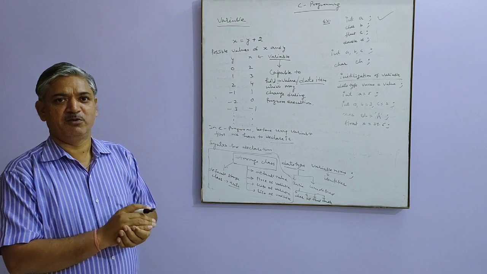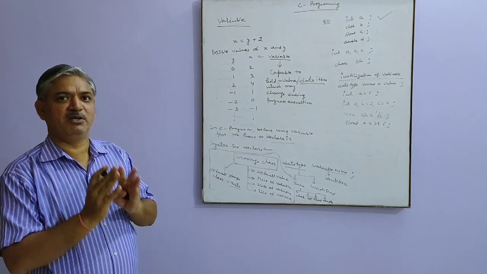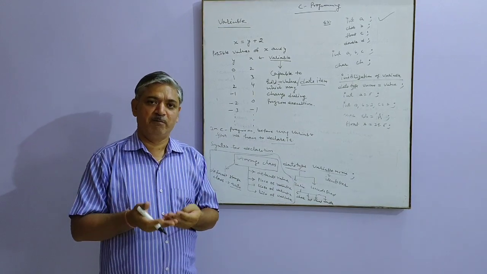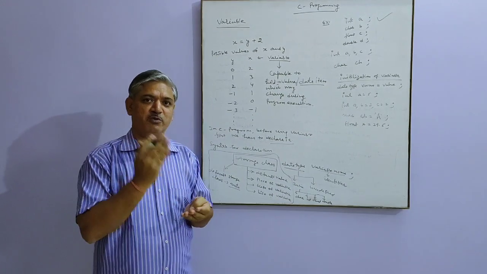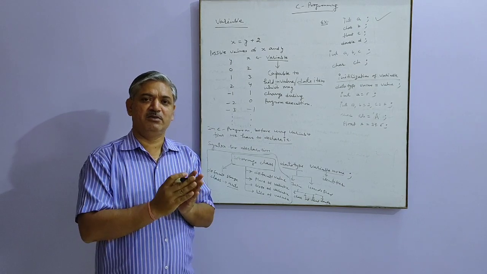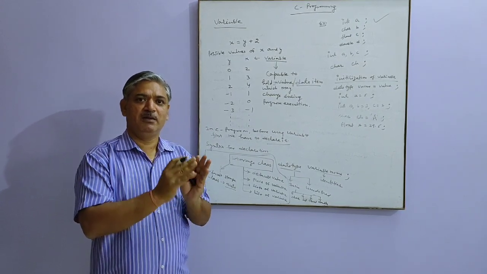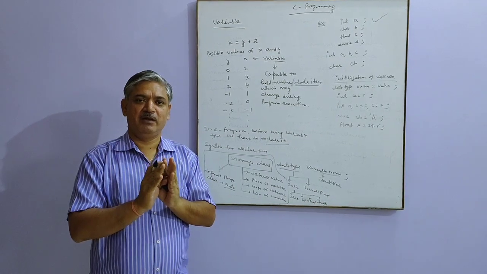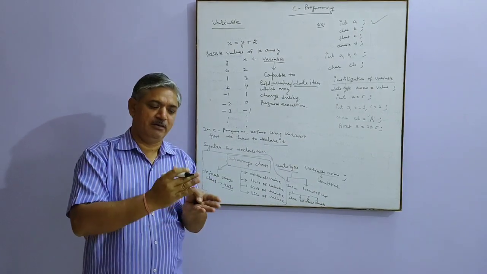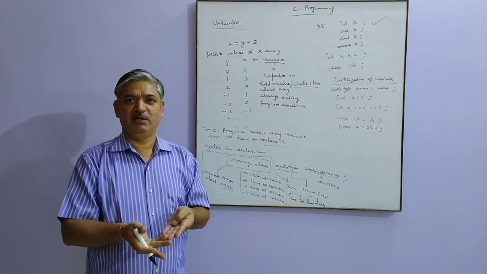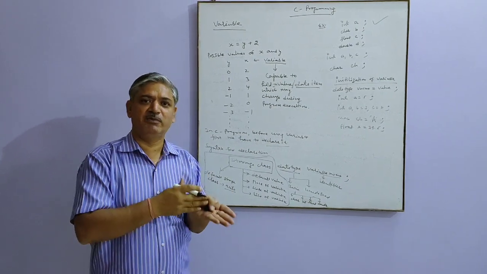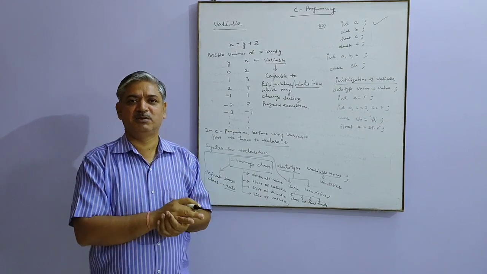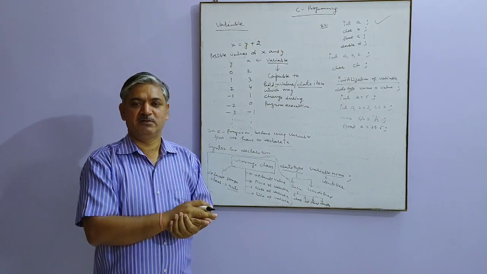Clear? So, a variable is capable of holding a value that may vary during program execution. Before using a variable, first we have to declare it. Declaration means simple allocation of space to a particular variable, and then we assign a value to the variable. If we assign the value at the time of declaration, that is called initialization. So this is some basic concept about variables. Okay, thank you.